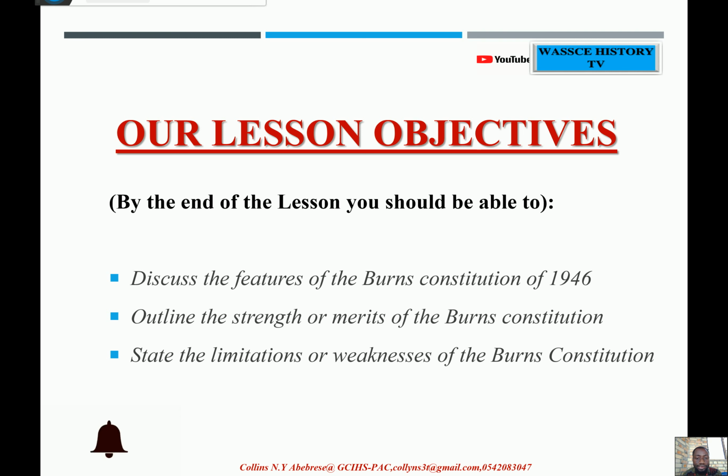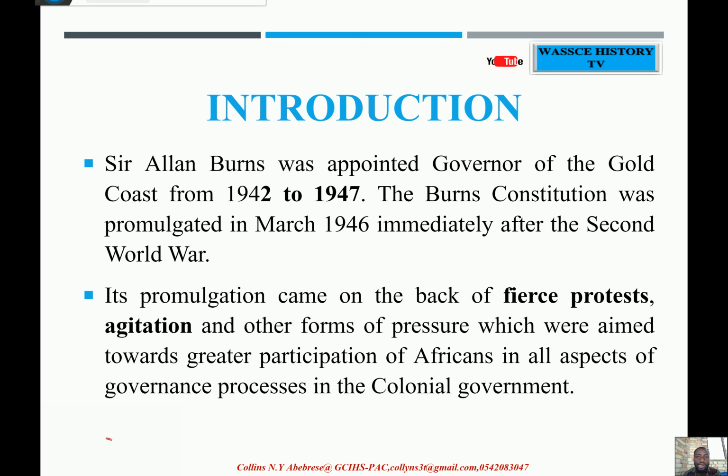So let's start with the introduction. Who was Allan Barnes? Allan Barnes was a governor of the Gold Coast, and he ruled from 1942 to 1947. The constitution that he promulgated was done in March 1946, and this was after the Second World War, or World War II.